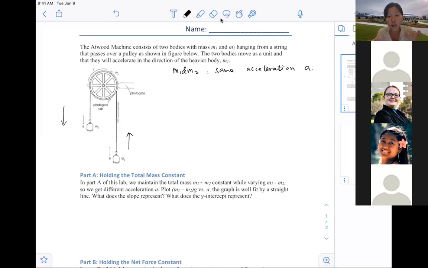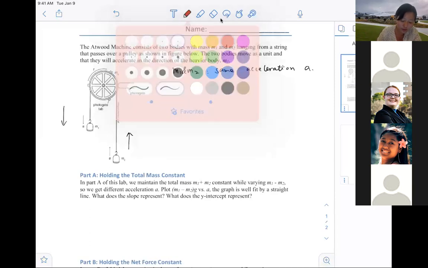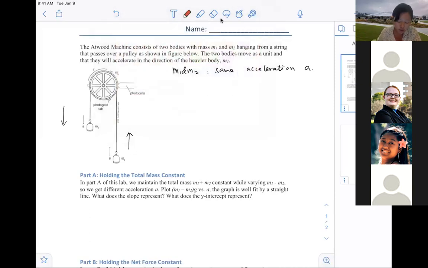Okay, so let's go ahead and do the free body diagram on M1 and M2 separately. I'm going to draw the free body diagram on M2. I have, this is the weight of M2. I'm going to label it M2G. And you're going to have tension from the string. I'm going to label it T. And you can see that those are the two forces.